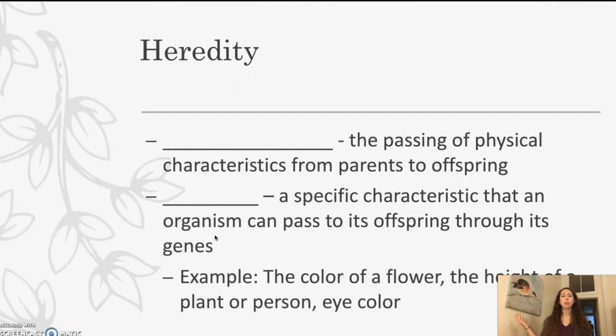All right, so what is heredity? Heredity's definition is it's the passing of physical characteristics from parents to offspring. A trait is what we're going to be calling those specific characteristics that can be passed to the offspring. So, for example, the color of a flower, the height of a person or a plant, your eye color, your hair color, your shoe size. Those physical traits are going to be what we're talking about. Again, those are coming from genes.